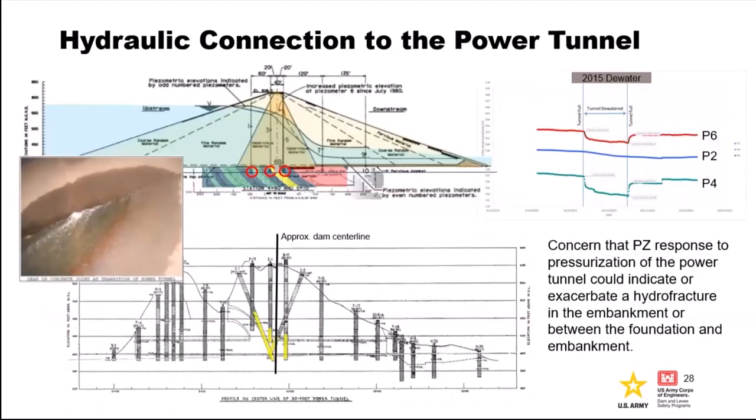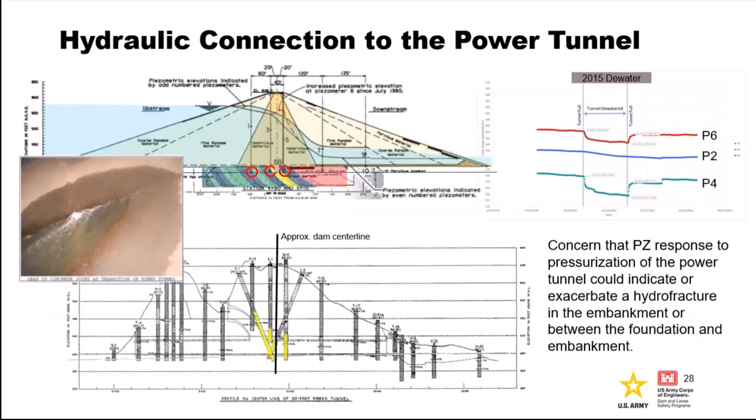So another thing that the district and the prior IES team had noticed was that there was a power tunnel, as I mentioned, that runs along the right abutment of the dam. And it's periodically dewatered for inspections and maintenance. What they would observe when they automated the instruments is that during the dewatering cycle, they would see these instruments that are tipped in that same vicinity reacting to those cycles of watering and dewatering for inspection and maintenance. So we knew that P6 had a hydraulic connection to pressurization and depressurization of the power tunnel. But that was first noticed in 2009. And that, again, was related to automation of the piezometers.